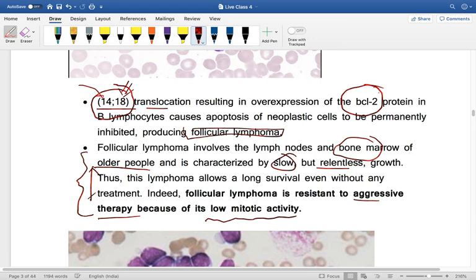14-18 translocation, BCL2 protein. Right?